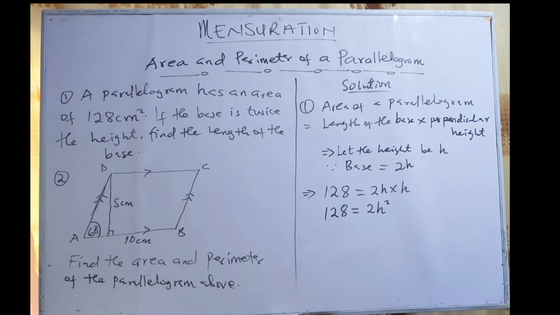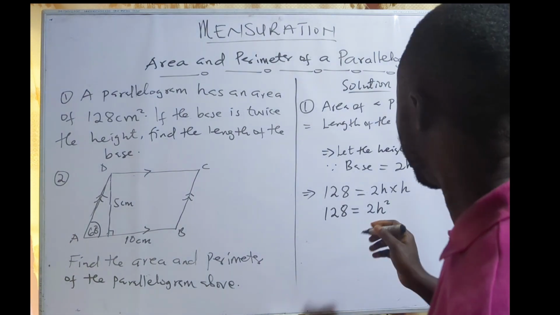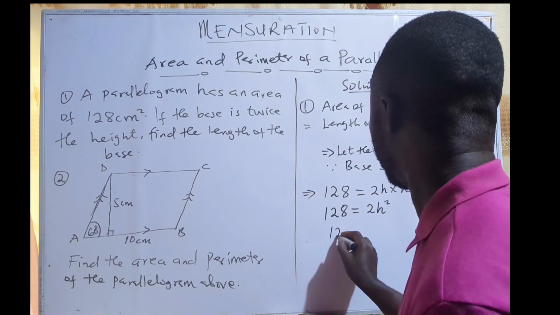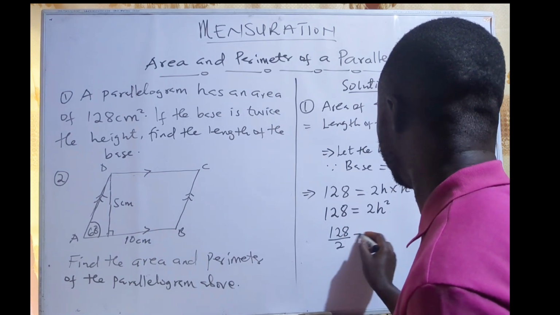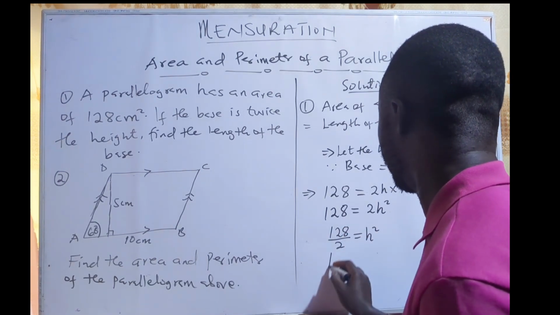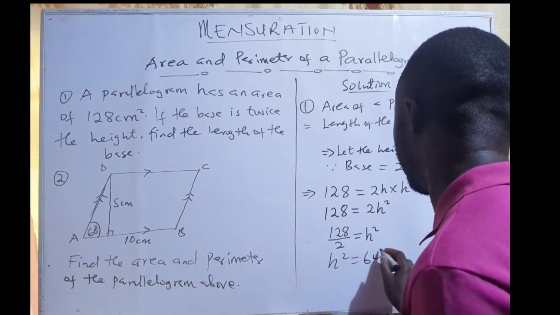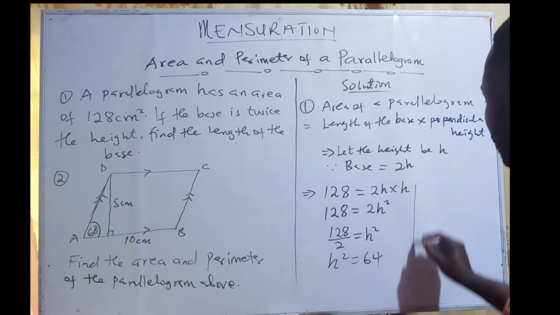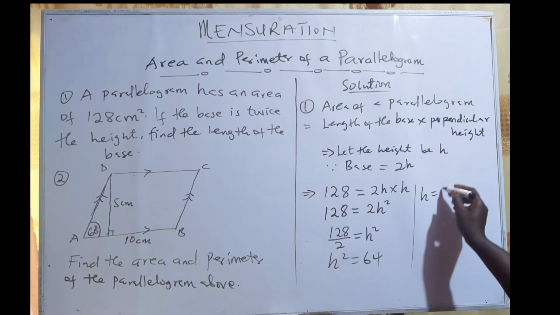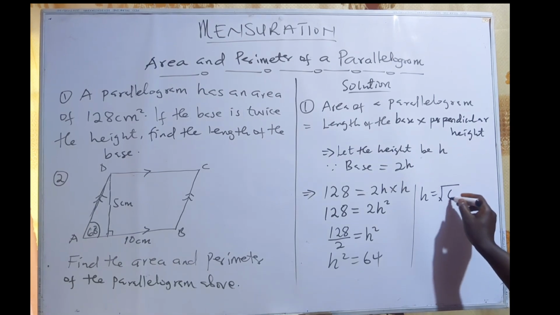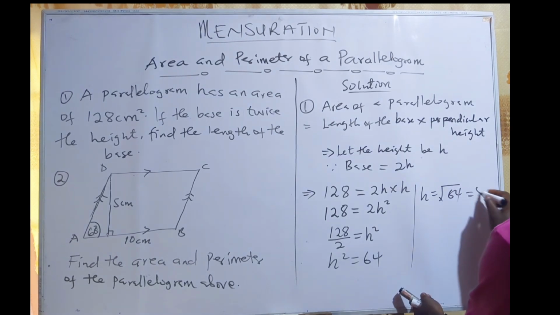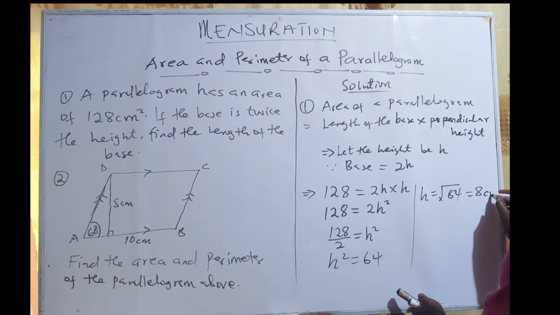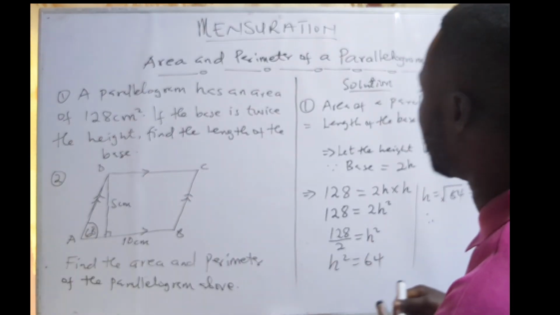We are going to get 64. So our 128 over 2 is equal to h squared, and 128 over 2 gives me 64. Alright, so what will be my h? That is the square root of 64, and that will be 8 centimeters. I said we should find the length of the base.